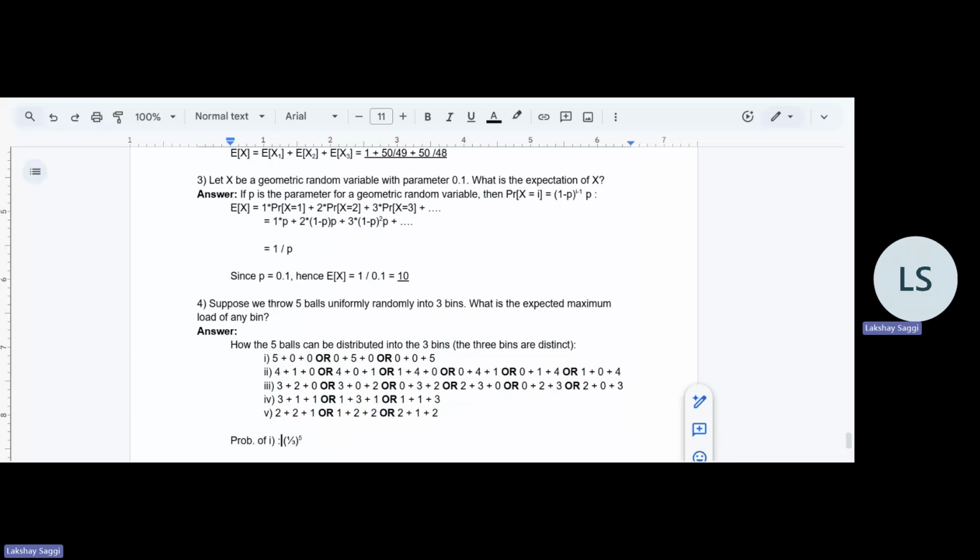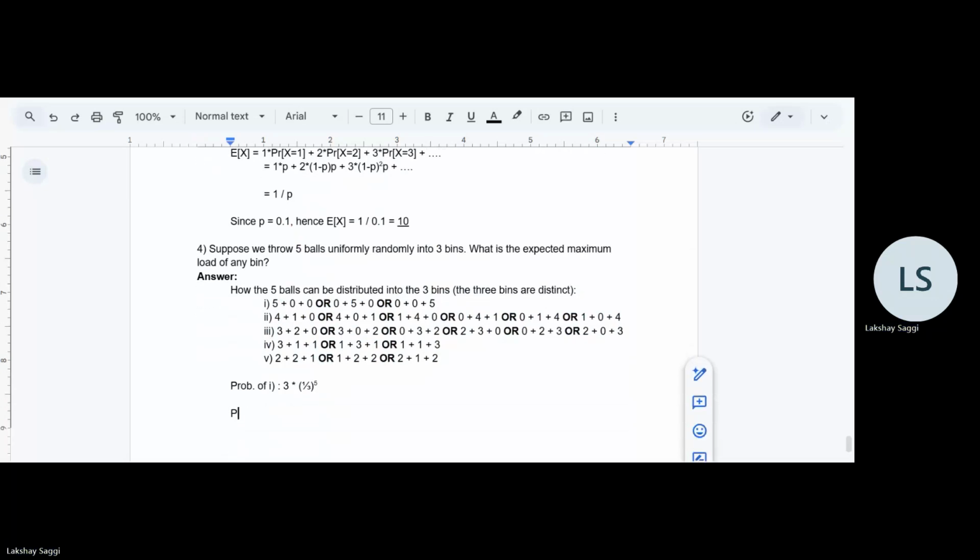And note that there are 3 such bins. So it will be 3 times 1 over 3 raised to the power 5, because all of these have 1 over 3 to the power 5 probability. And now moving on to the probability of the second case.